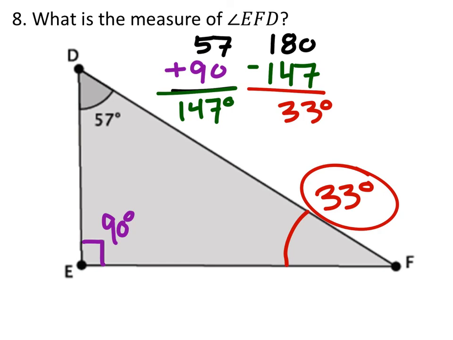Now again, we can check by saying 33 plus 57 plus 90, does it equal 180? And it does, so we know that we did that right.